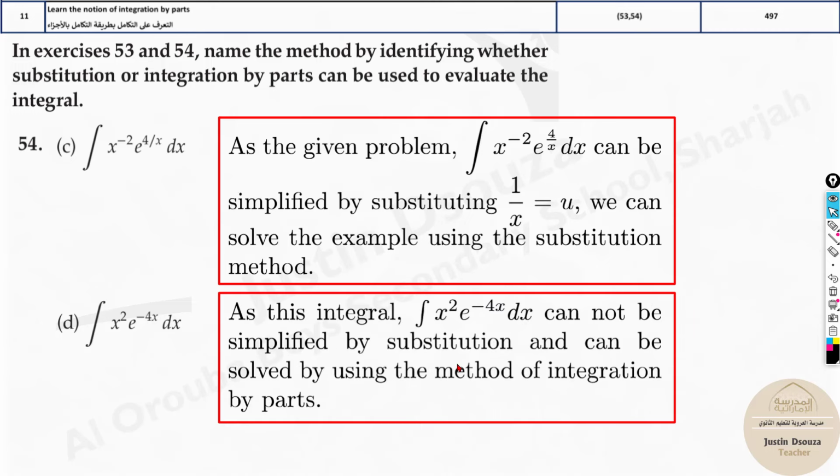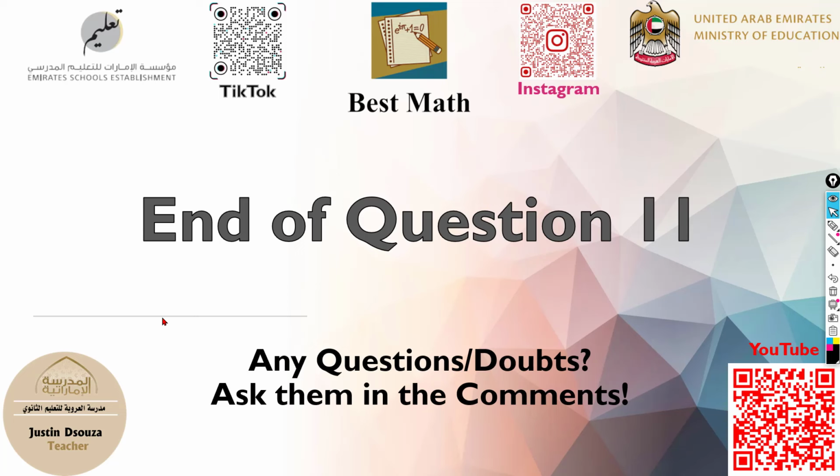But here you cannot do that, you must do integration by parts. That's by the formula. So we are not solving, we are just telling which methods. Solving all the problems in part A, that is the MCQ part, can be done in the calculator easily. Before we end, please remember the difference between u substitution and integration by parts. That is the end of question 11.